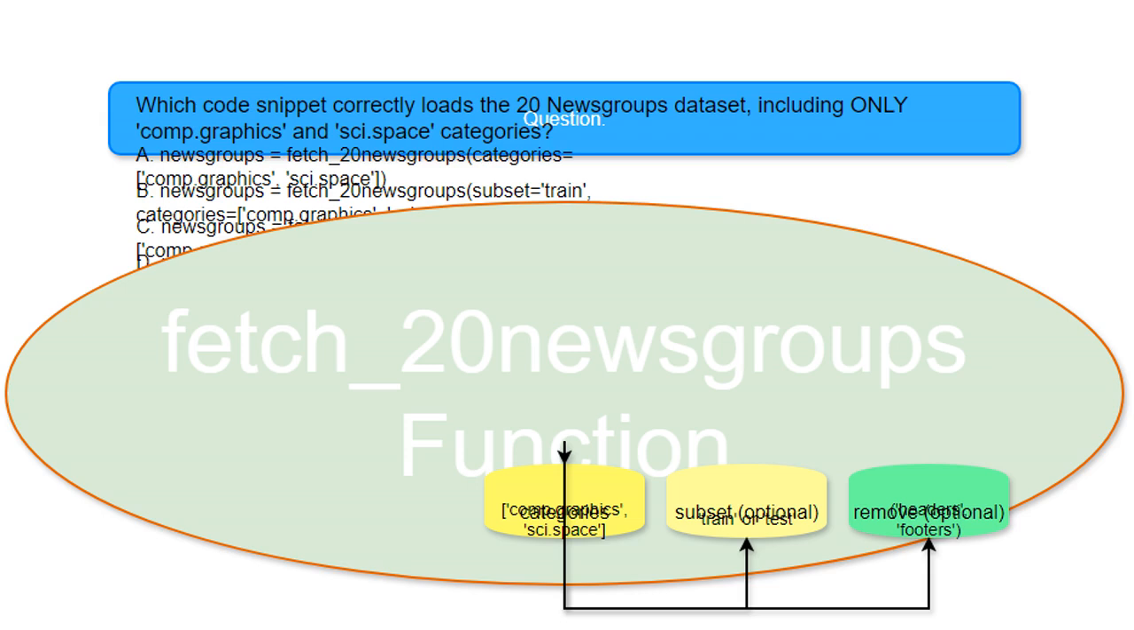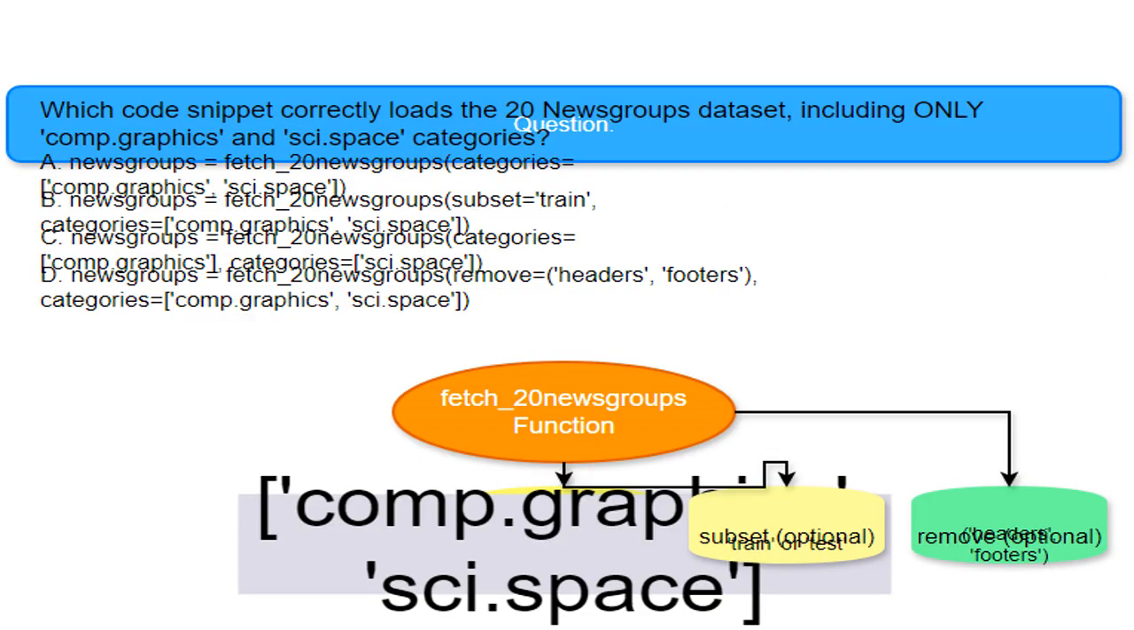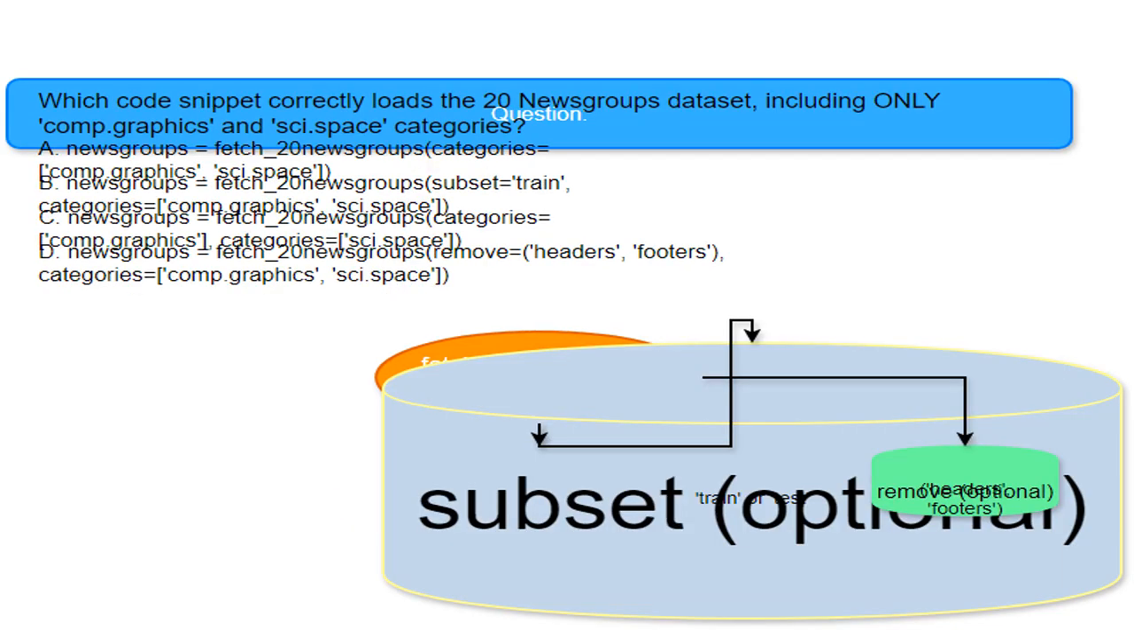Comp, graphics, space. This is an optional parameter for `fetch_20newsgroups`. It allows you to specify whether you want only the training data, train, or only the testing data, test, or both. This is useful if you are building a machine learning model and want to separate data for training and testing purposes. These are the possible values for the subset parameter. Train gives you the training dataset, while test gives you the testing dataset. You can ignore this unless you specifically need only one or the other.